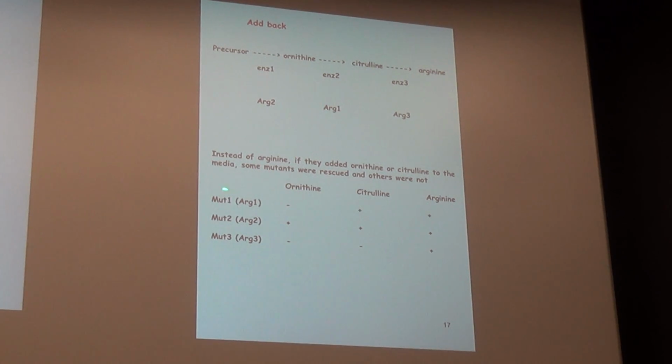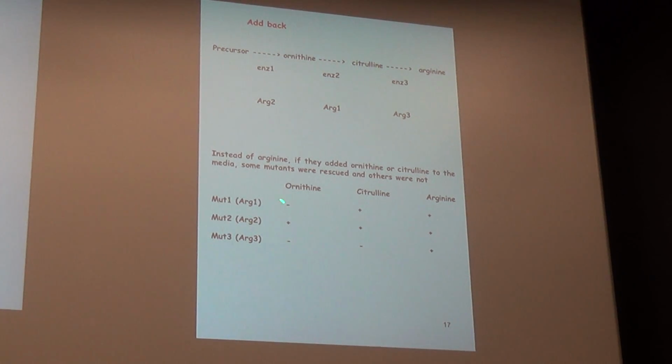Mutant 1, called ARG1, if they fed it ornithine, the mutant was unable to grow. However, if they fed it citrulline, the mutant was able to grow. And if they fed it arginine, the mutant was able to grow. So they basically concluded from this that mutant 1 functioned downstream of ornithine and upstream of citrulline, right? Because when you feed it citrulline, it can carry on down this pathway. But when you feed it ornithine, it could not, so the mutant was blocked. There was a roadblock in this pathway right over here in this mutant. It was not able to go from ornithine to citrulline.